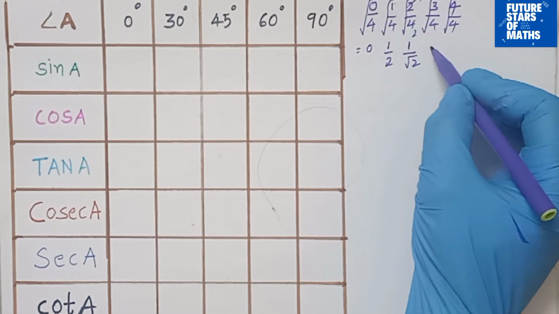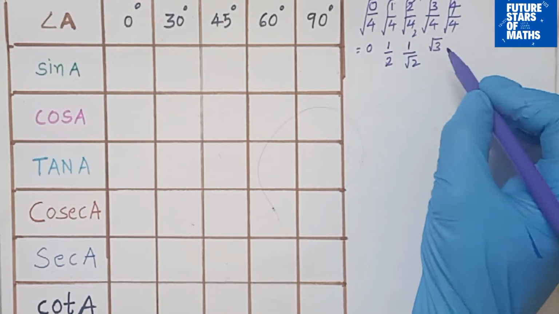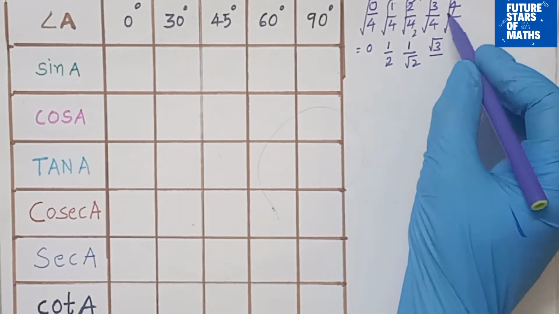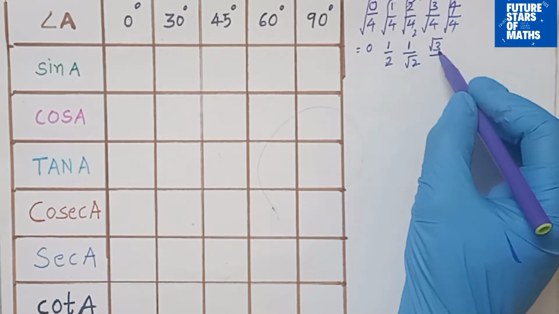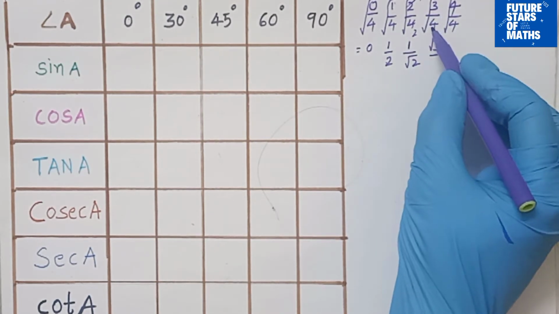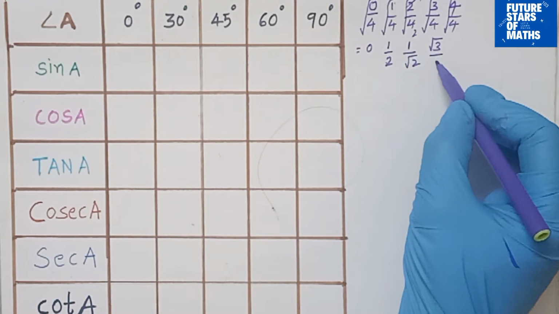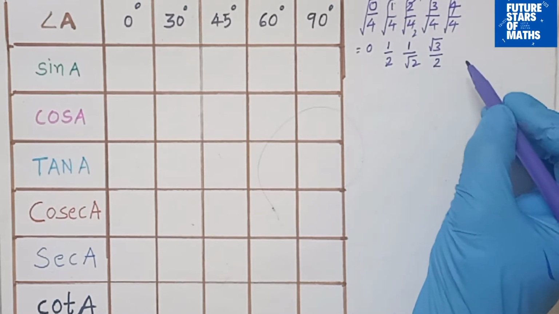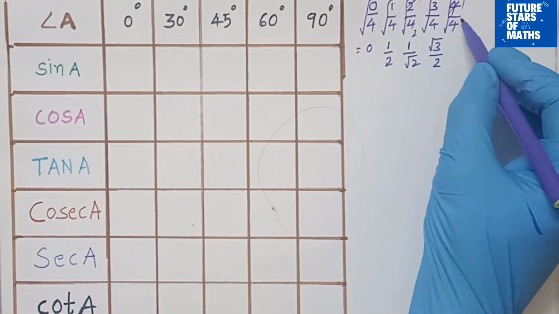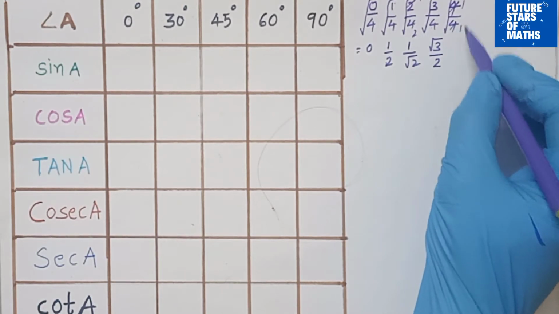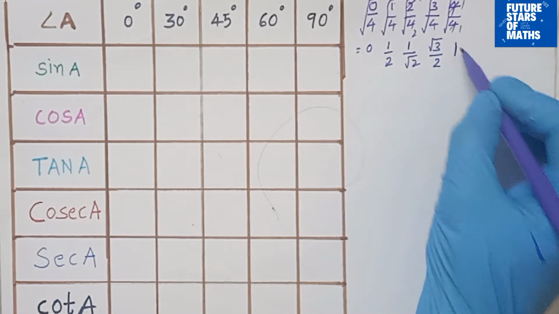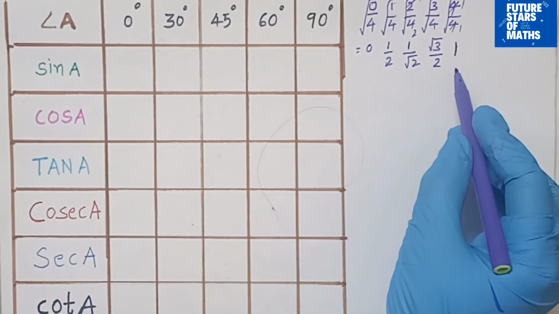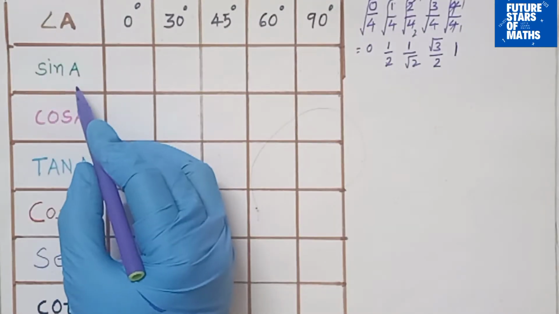Then root 3, we don't know the exact value, so we'll write root 3 as it is. It is not a perfect square, so we are writing it as it is. Then root 4 is a perfect square, so the answer for it is 2. 4 by 4, so 4 ones are 4, and the square root of 1 by 1 is 1. The values which we got here are the values of sine.